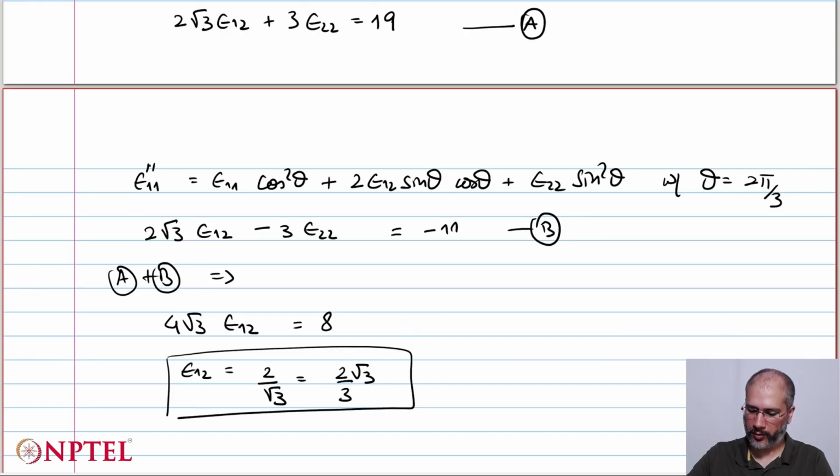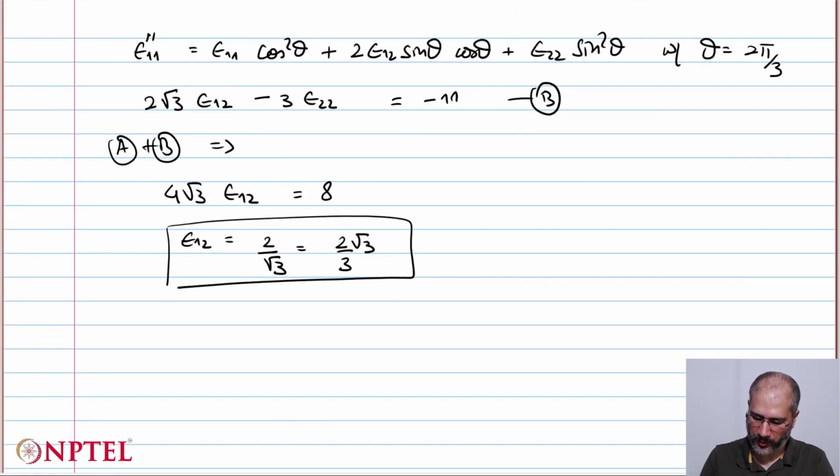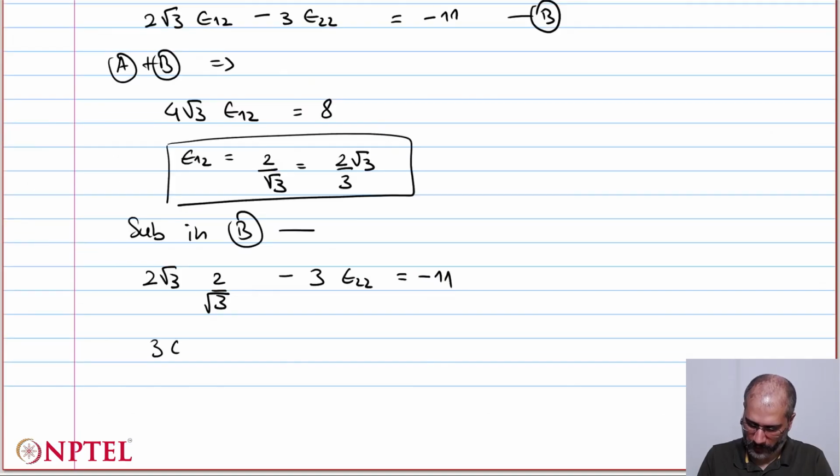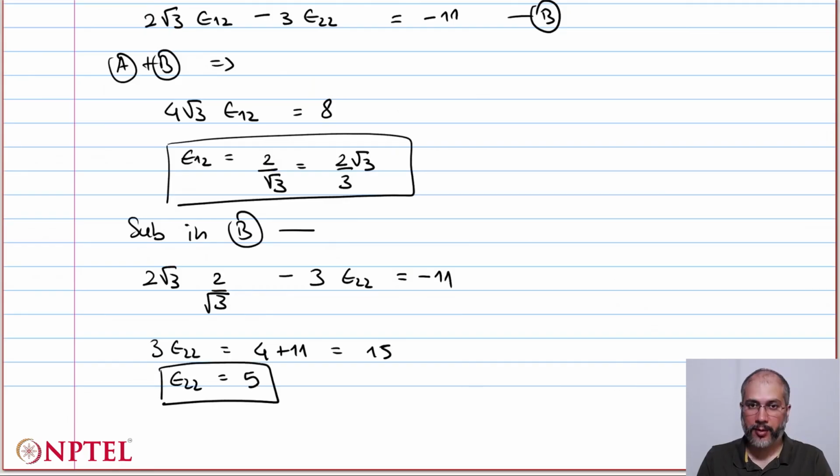And next is to find epsilon 2 2. So I can substitute this value in B. So thrice epsilon 2 2 becomes 4 plus 11, which is 15. This implies epsilon 2 2 is 5. So we have successfully found out the values for epsilon 1 2 and epsilon 2 2. We had to find gamma 1 2. Now gamma 1 2 is simply twice of epsilon 1 2. So that becomes 4 upon root 3.